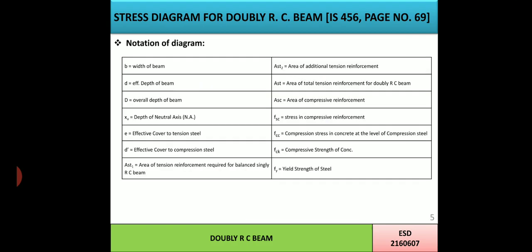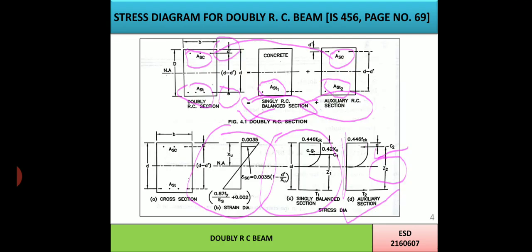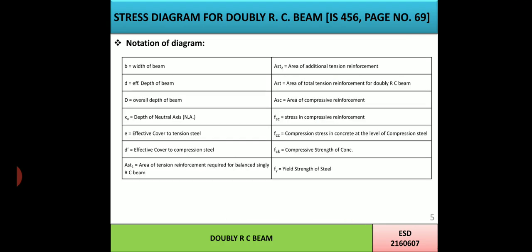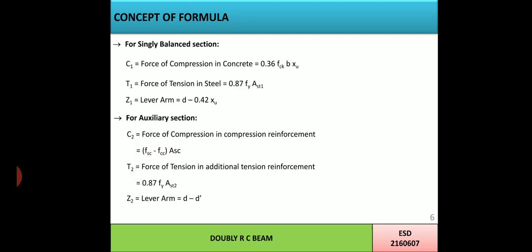is area of the additional tension reinforcement; and AST, that is of the main doubly RC section, area of the tension reinforcement for doubly RC beam; ASC, that is area of the compression reinforcement; FSC, stress in compression reinforcement; FCC, compressive stress in the concrete at the level of the compression steel; FCK, compressive strength of concrete; and FY, yield strength of steel. All the parameters that concern this figure we had already discussed. Now two new terms have come, that is FSC and FCC, that will be discussed in the further slides.